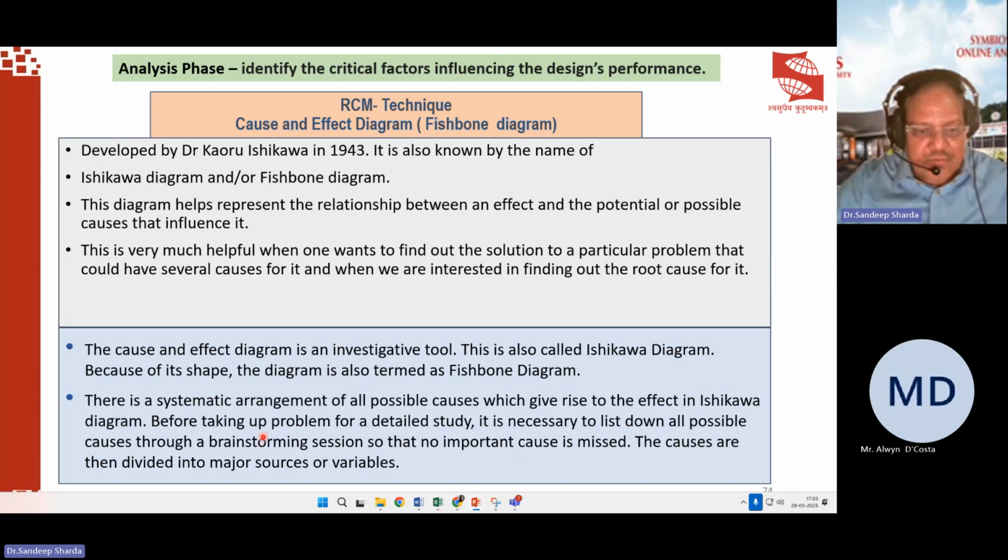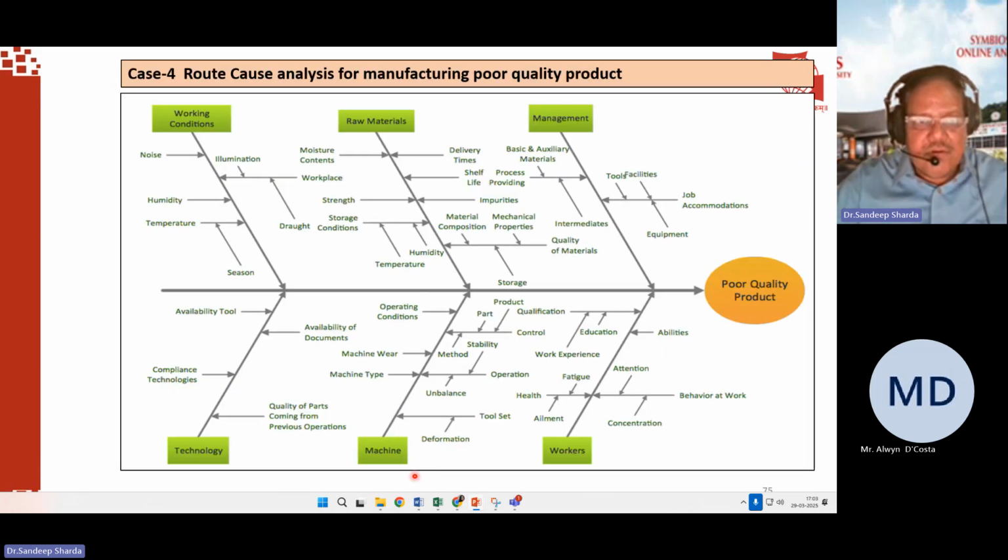In the Ishikawa diagram, before taking up the problem for a detailed study, it is necessary to list down all the possible causes through a brainstorming session so that no important cause is missed. The causes are then divided into the major sources or variables. So this is one root cause analysis for manufacturing a poor quality product. We are going to have the horizontal axis, and then the effect will be there.